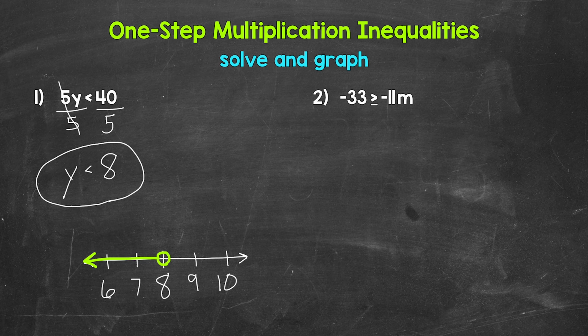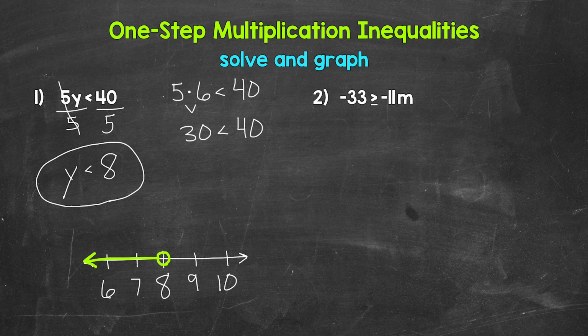So we can plug in anything less than 8 for y and see if it works. Let's use 6. So plug in 6 for y. So 5 times 6 is less than 40. 5 times 6 gives us 30. 30 is less than 40, so we are correct here. Our answer, y is less than 8. So y can be anything less than 8, and it will work.